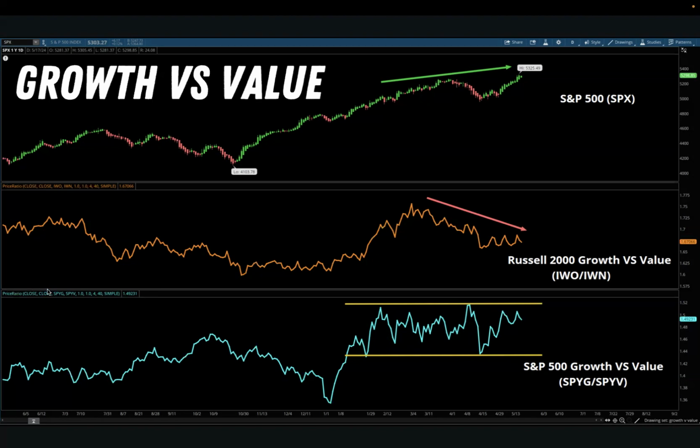Today's video, we're going to be going over the growth versus value ratio chart layout. So we've got the S&P 500 here on the top. We've got Russell 2000 growth versus value, and then we've got S&P 500 growth versus value down below. Now, I really like using this one. A lot of people consider themselves growth investors. A lot of people consider themselves value investors. And this is just a really good way to measure growth versus value performance specifically via small caps and large caps in the S&P 500.